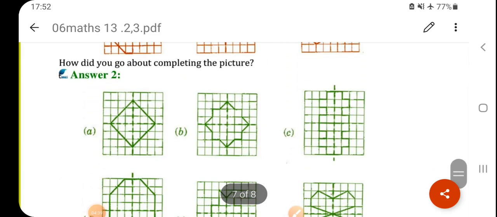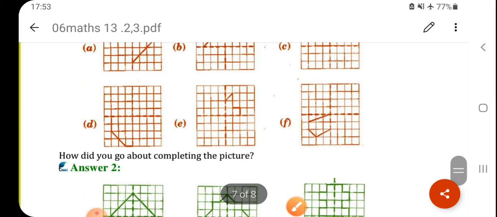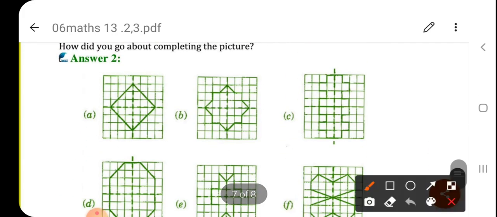This is the homework that you have to do. Let's see, this figure, this portion is given, I think so. No, the upper side is given, it means this side is given. So the remaining 3 sides you have to complete this way.